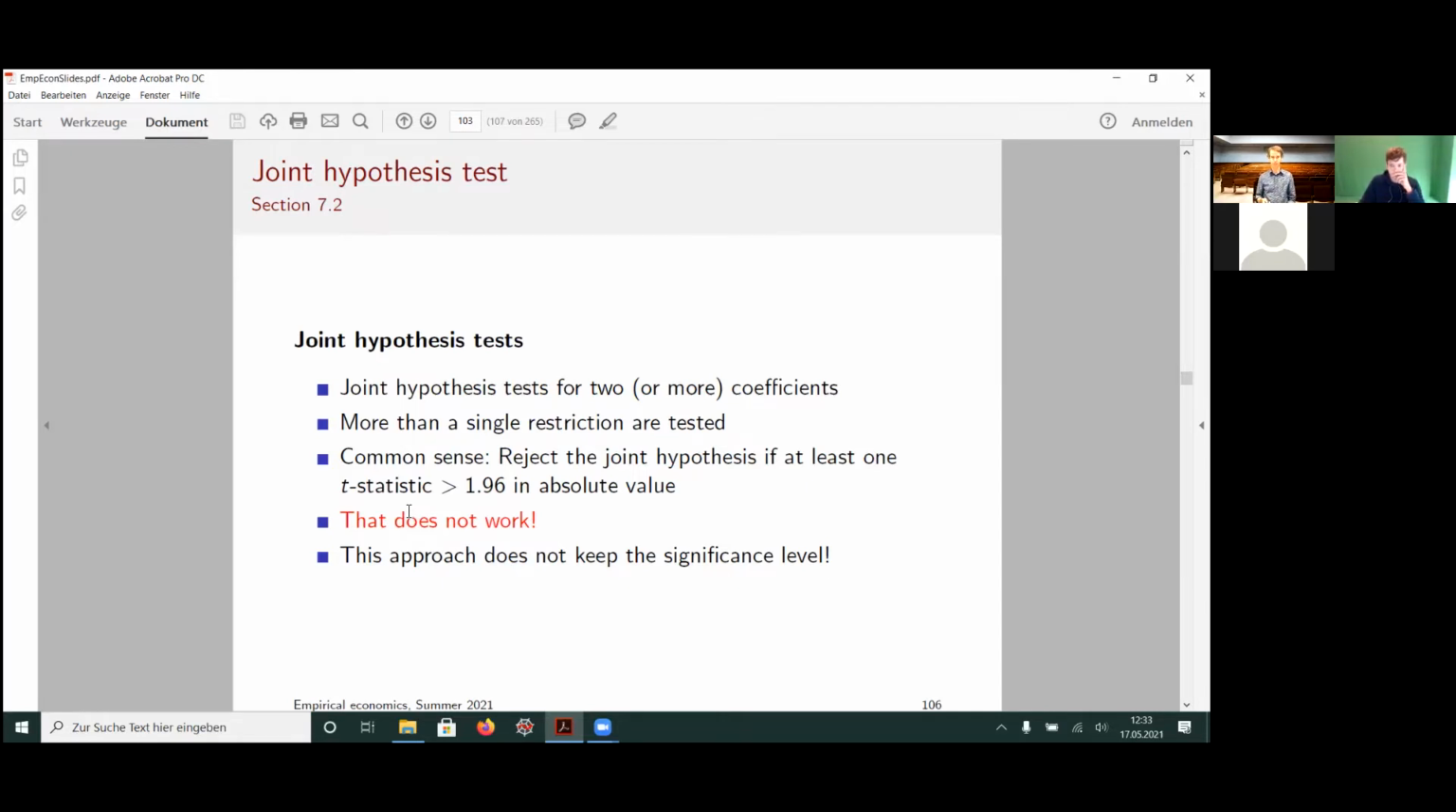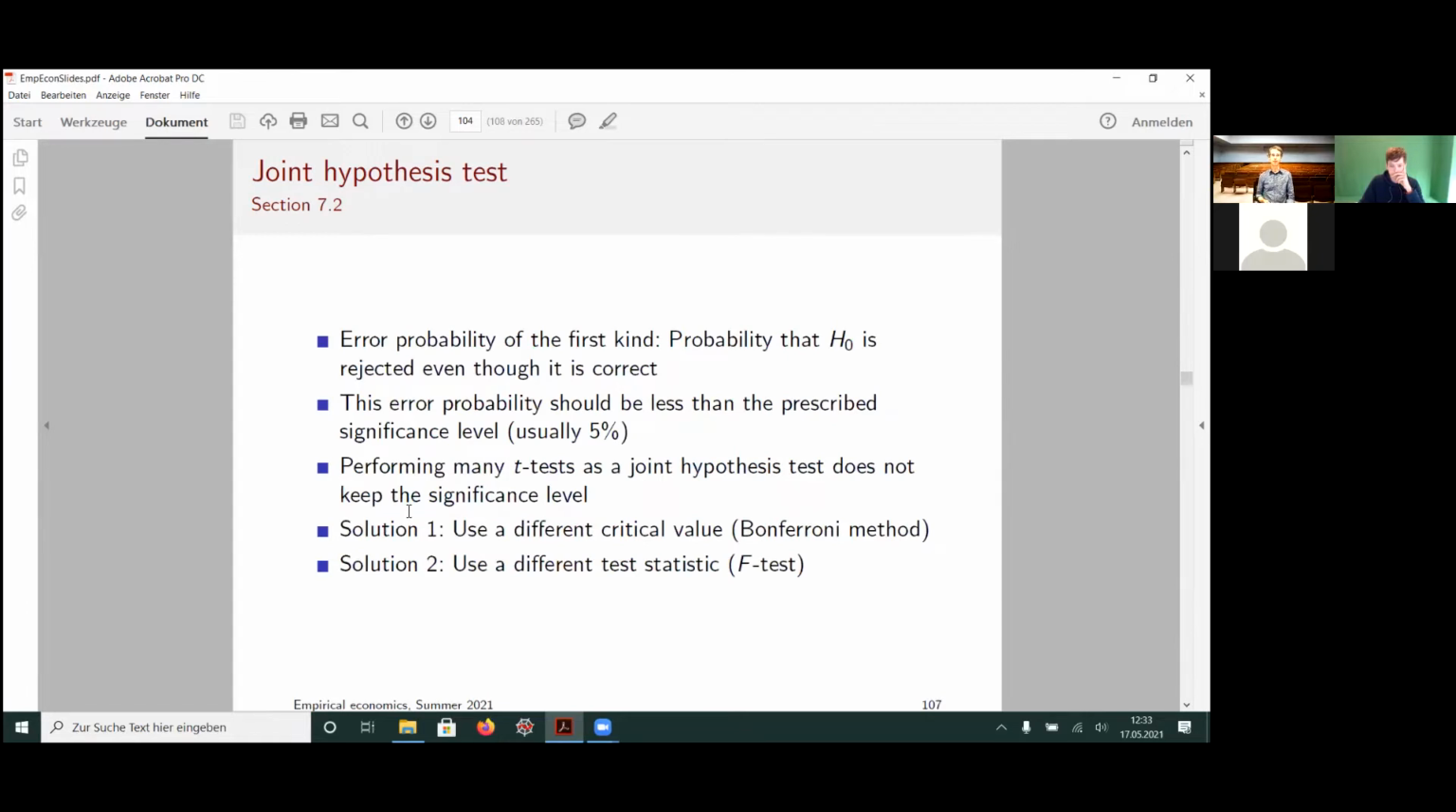What does that mean? Well, remember that we have two kinds of error probabilities. The error probability of the first kind is the probability that the null hypothesis is rejected, even though it's true.